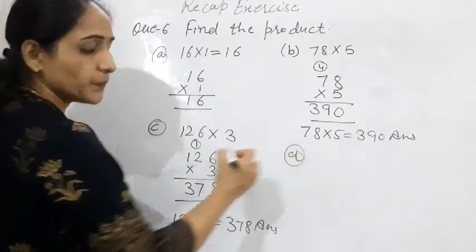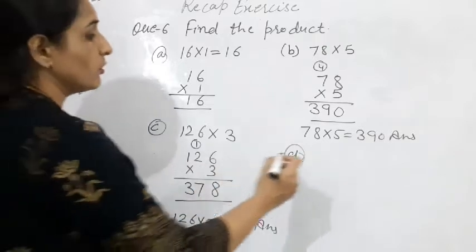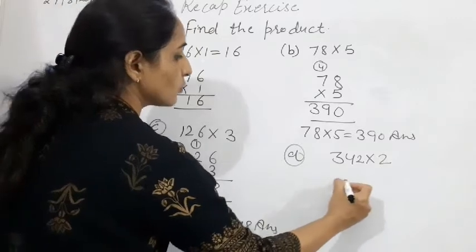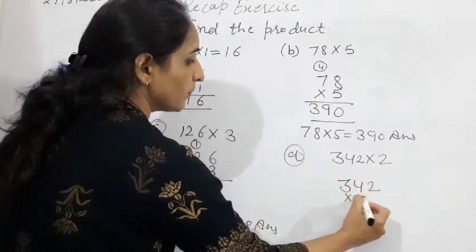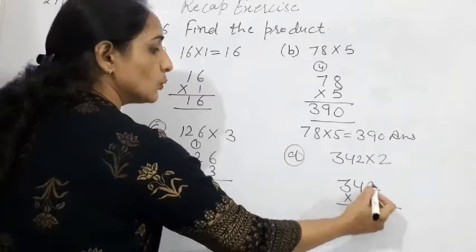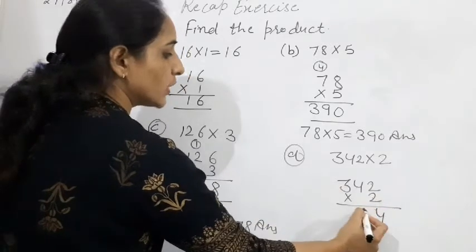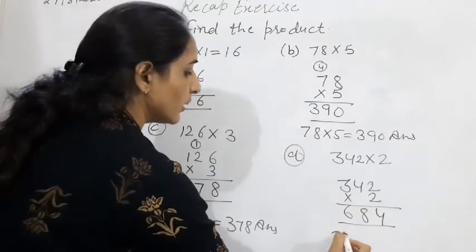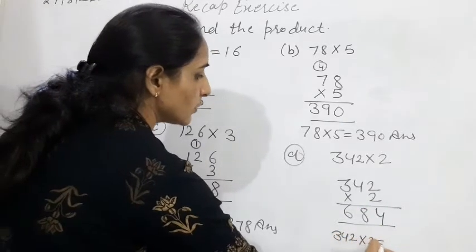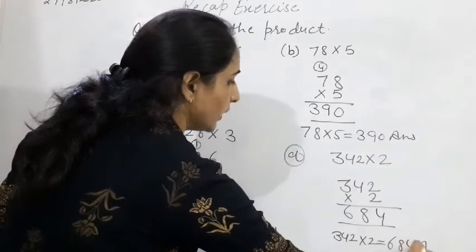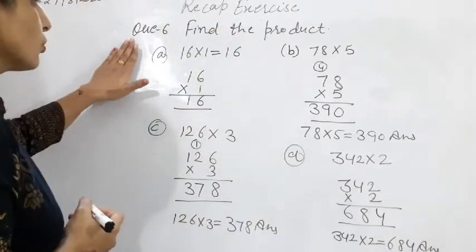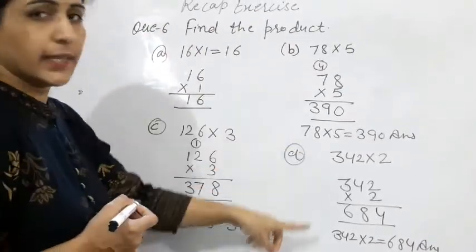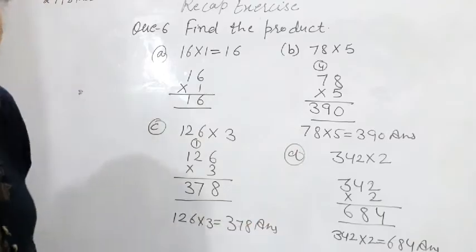Now part number D. In part number D, 342 multiplied by 2. Clear? So 342 multiplied by 2. 2 2 ja 4, 2 4 ja 8 and 2 3 ja 6. Clear? So 342 multiplied by 2, answer is 648. So this is the question number 6. Find the product. You write the given number like this one and then you find the product.